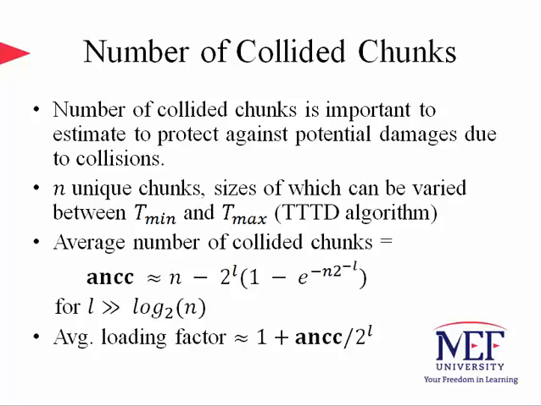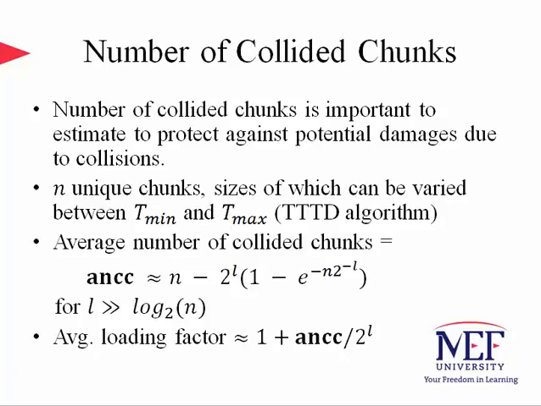The average number of collided chunks is given by ANCC, which is n minus 2 to the L, multiplied by, in parentheses, 1 minus exponential raised to the power of 1 minus n times 2 to the minus L. This is a good approximation for L way greater than log 2 n. It can be proved easily by defining indicator functions and expectation calculations, but I'll skip the details here. I put the proof in the references, and then I'll move on to discuss the effect on the loading factor.